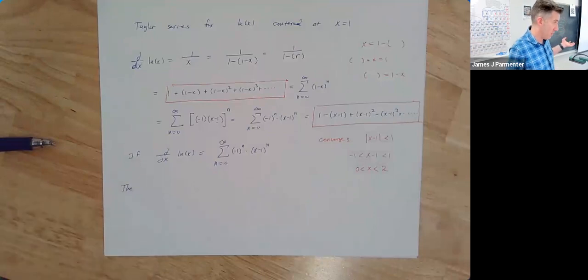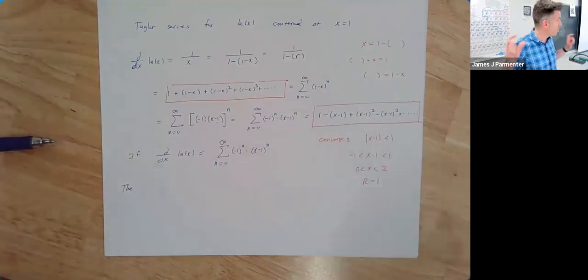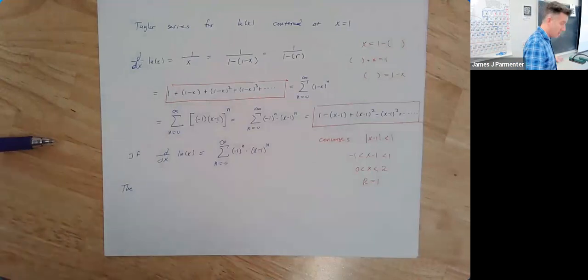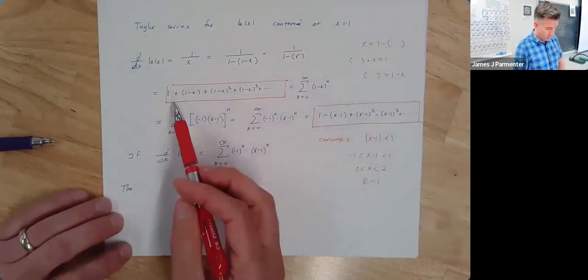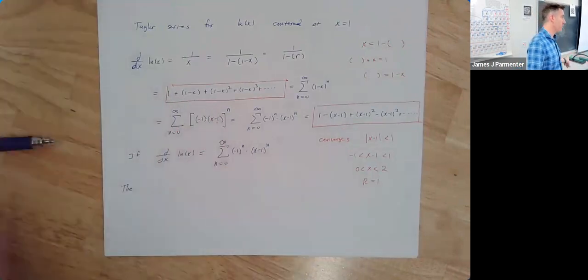Which makes perfect sense, right? The radius is still 1. The interval is from 0 to 2, exclusive of either endpoint. Right? You can't plug in 2, you can't plug in 0. Especially 0, right? Natural log of 0 is like that. But if you plug in 2, it won't work either. Because you get 1 plus -1 plus 1 plus -1 plus 1, which just doesn't converge.